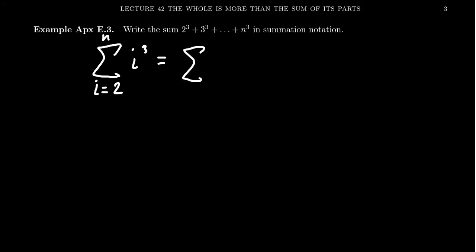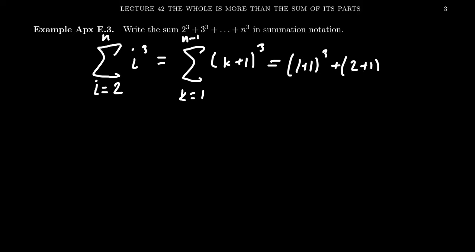Another way is, I'm going to use a different variable. So again, if you change the name of the variable, it doesn't make much of a difference. But if you take k equals 1 and you want to go up to n minus 1, how does that work? Well, you could take k plus 1 cubed. And if you think about how that expands, if you take k equals 1, you're going to get 1 plus 1, which is cubed. That's a 2 cubed. Then you're going to get 2 plus 1, 3 cubed. And then this will proceed all the way up to n minus 1 plus 1 cubed. If we simplify this thing, we get back the original sum that we were looking for.